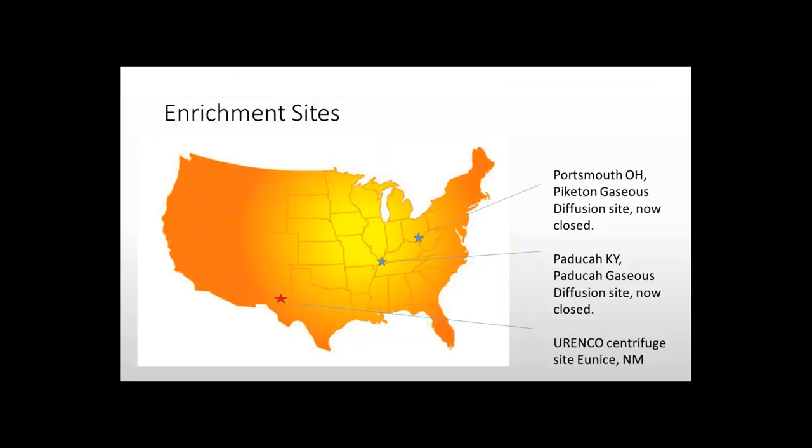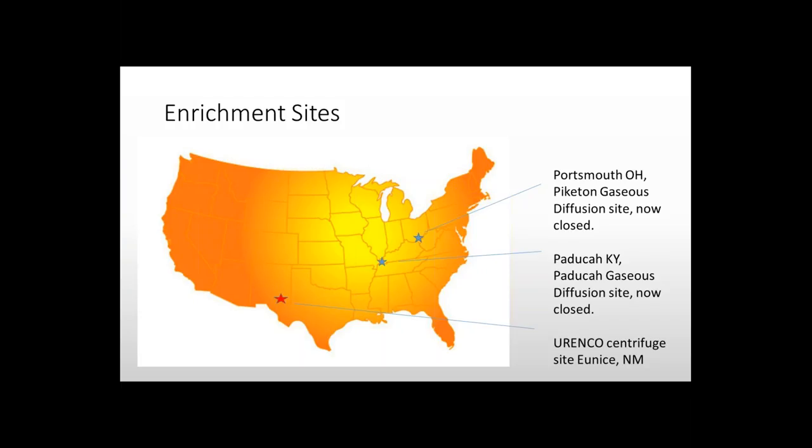The first enrichment for bombs that destroyed Hiroshima and Nagasaki was carried out in Oak Ridge, Tennessee. The technology used for commercial and military operations was blended during the Cold War. The technology was gaseous diffusion. That was the older method. Enrichment for the big expansion of commercial nuclear energy during the Cold War was first done in Paducah, Kentucky, and then at Portsmouth, Ohio. Both of these sites are now closed, and they are radioactive waste sites.